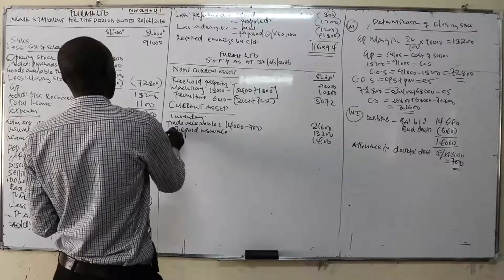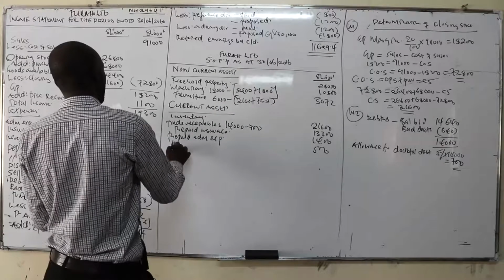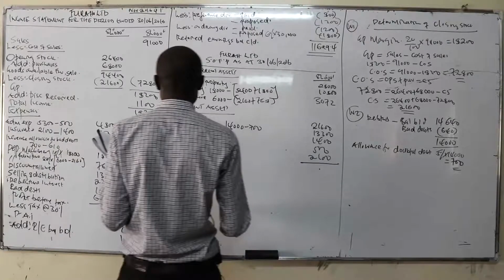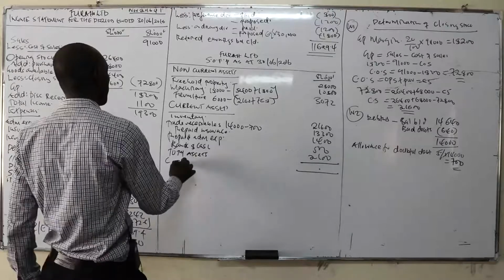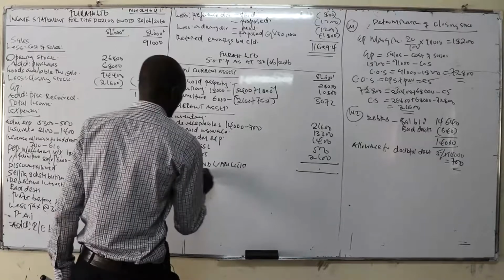And then we have prepaid admin expenses. How much? 500. And then we have bank balance. Bank and cash, how much? Is it 2,100? Total assets. And then you write capital and liabilities. Capital and liabilities. So we have ordinary share capital.